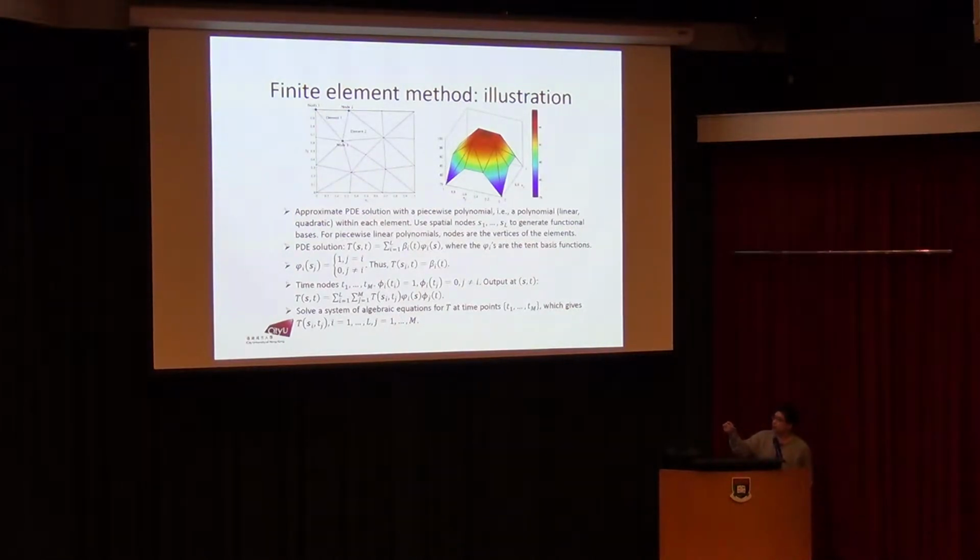Due to this property of the tent basis function, the temperature at node si and time t is actually the coefficient beta it, okay. And we can also do this for the time domain. So we use a set of nodes in the time domain to generate the tent basis function. So finally, our PDE solution is approximated as a linear combination of the product tent bases, okay, phi i(s) and phi j(t). The coefficients are the temperature at spatial node si and time node tj. So these coefficients are obtained by solving algebraic equations, okay.